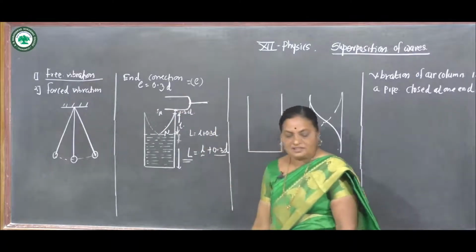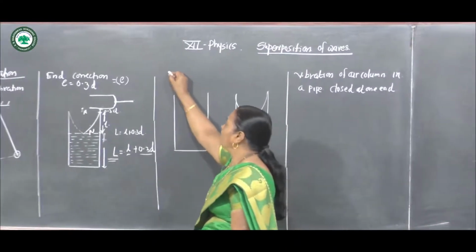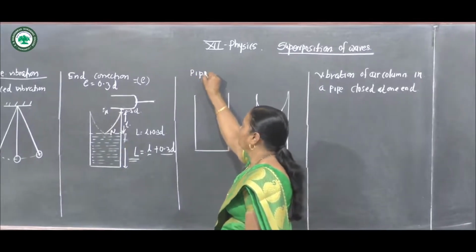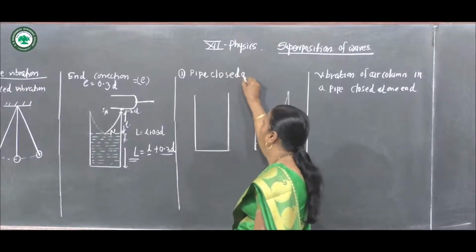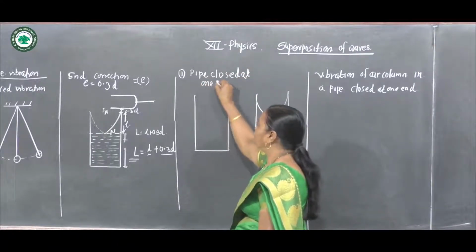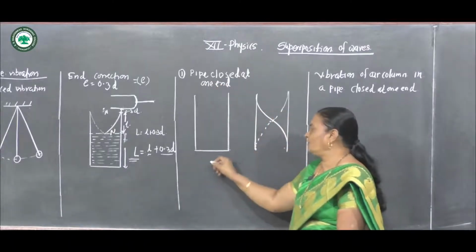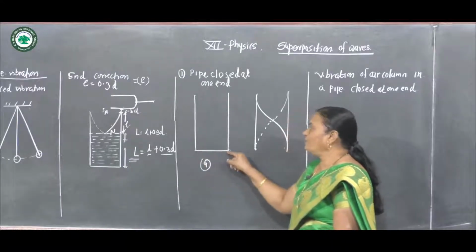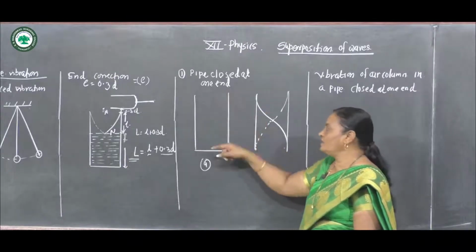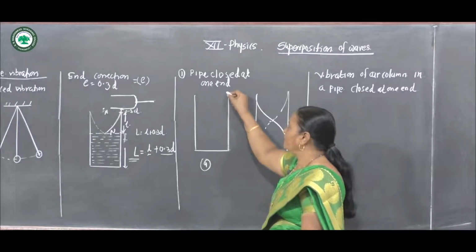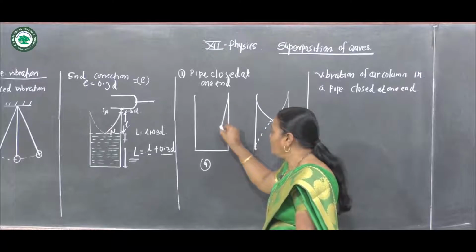Now here we study the end correction for two cases. First, we consider a pipe closed at one end. See in figure A, the pipe is closed at one end. If a vibrating tuning fork is held near this pipe, the wave is sent, that is a longitudinal wave sent through this pipe, and suppose this is the incident wave.